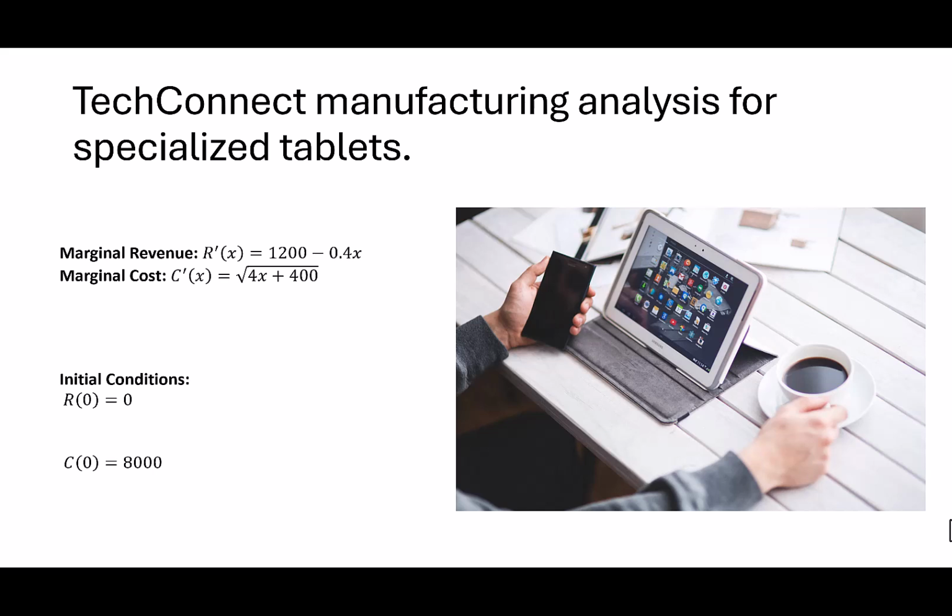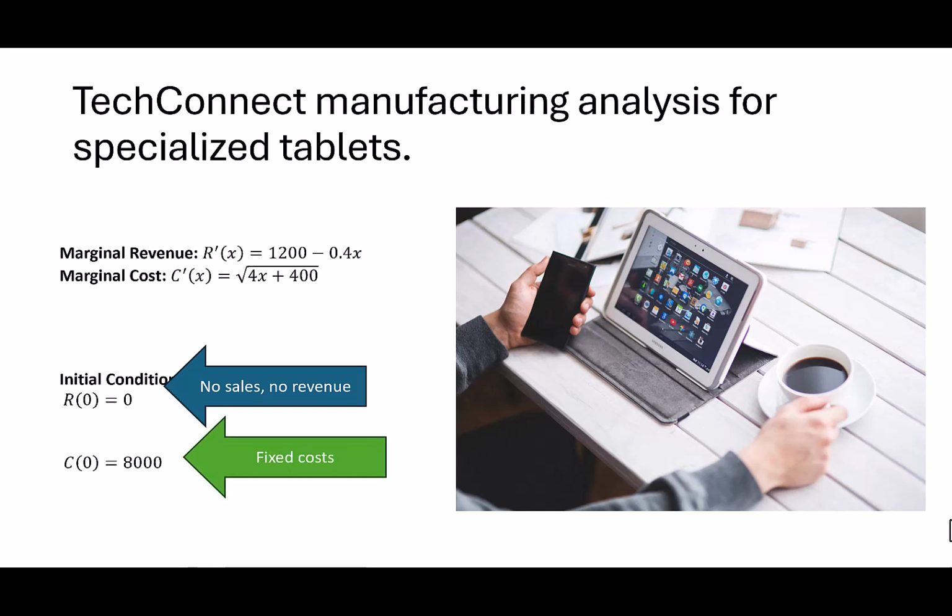8,000. R of 0 equals 0 for every revenue function that we look at because when you have no sales, you have no revenue. But C of 0 will change depending on the particular problem you look at because C of 0 looks at the fixed costs for the individual product. We'll start by finding the revenue function. We'll bring back that we know the marginal revenue is 1200 minus 0.4x and R of 0 is 0.